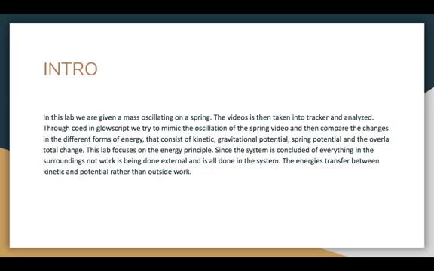This lab focuses on the energy principle. Since the system consists of everything in the surroundings, no work is being done externally and all is done within the system. The energy transfers between kinetic and potential rather than outside work.